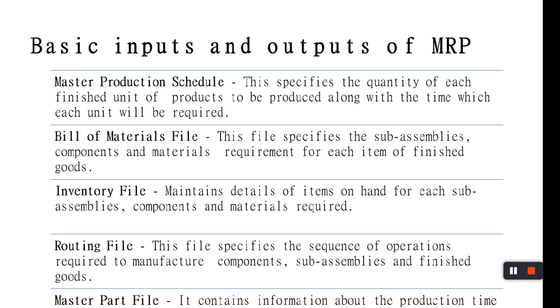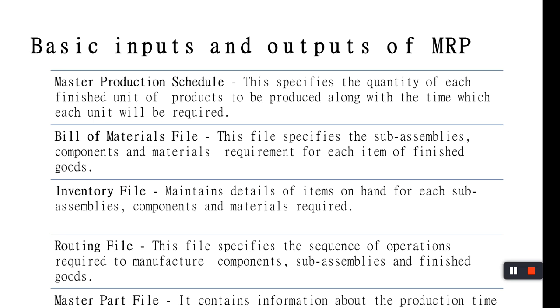Okay, master part file, I was also cut off a bit here. So it contains information about the production time of the materials that we are internally producing and the lead time of the materials that we have purchased from our suppliers.